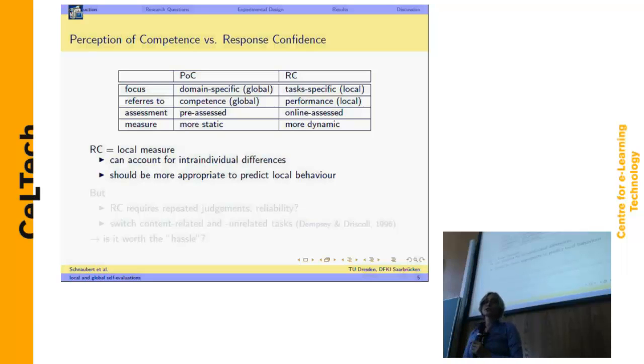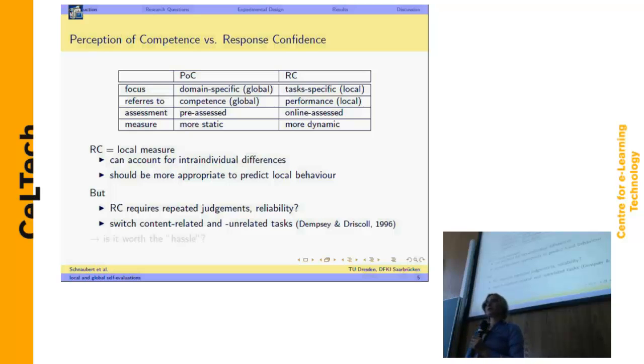So response confidence is a local measure and should account for intra-individual differences also, while perception of competence can only account for inter-individual differences. So it should be more appropriate to predict local behavior, but we always have a problem with confidence measures, because first it requires repeated judgments, and whoever of you has been in a learning environment where they ask metacognitive judgments again and again, students get really annoyed with this, so the reliability of these judgments is not always that high. And also the students always have to switch between content-related and content-unrelated tasks.